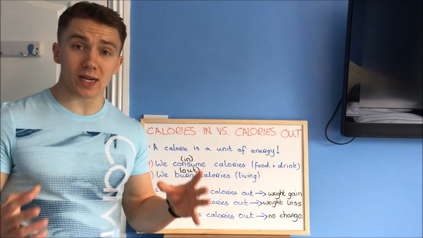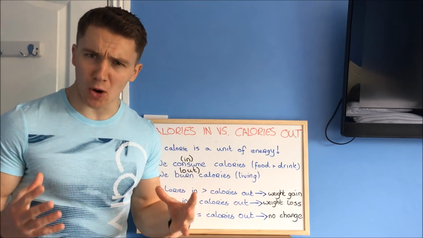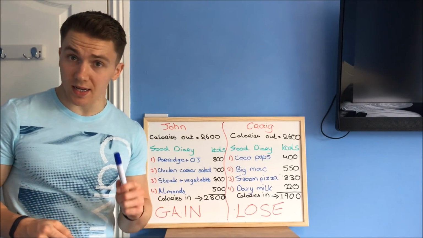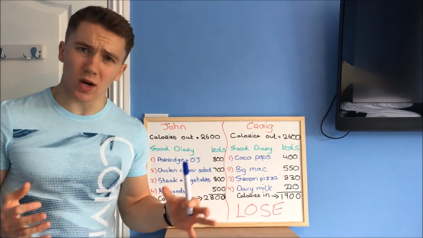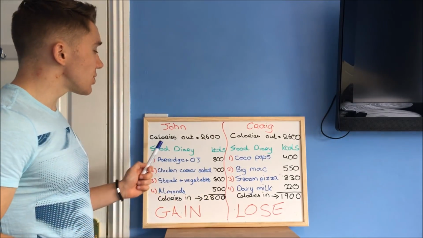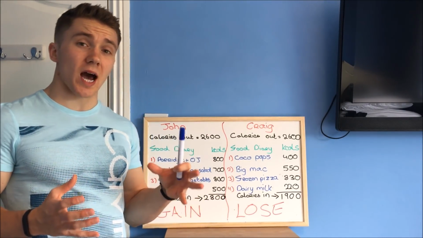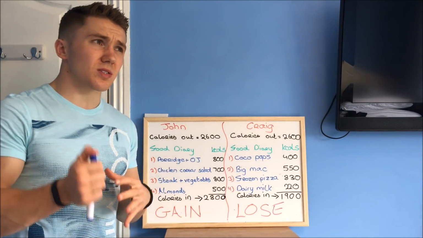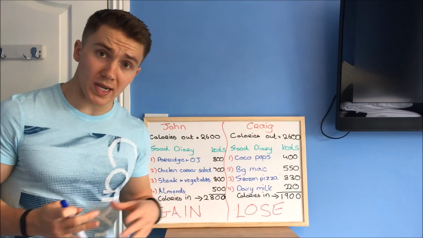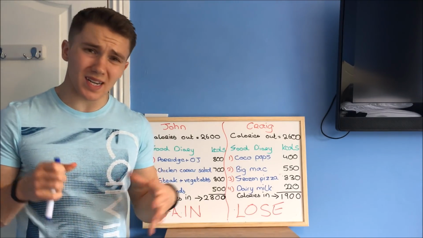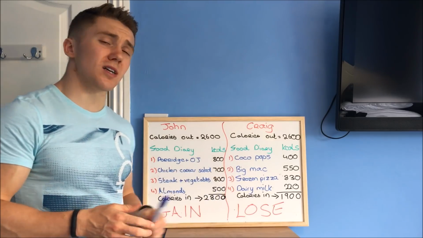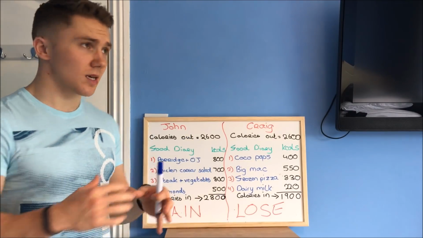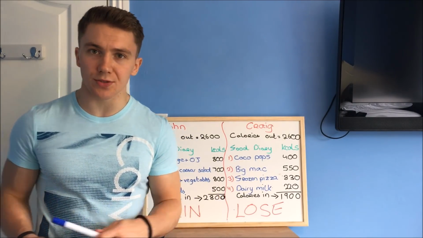But let's go through a quick example to further demonstrate the importance of calories. Okay, so here we have John and Craig. Both lads are going on holidays in 1 month's time, and they both decide that they want to lose a little bit of weight. So both John and Craig burn 2,600 calories a day. So calories out equals 2,600. But they both decide that they're going to take different approaches to losing weight. So John decides that he's going to start just eating healthier to lose weight. And Craig decides that he's just going to start eating less to lose weight, but he doesn't really care about what he eats. So let's have a look at a typical day of eating on their new diets.